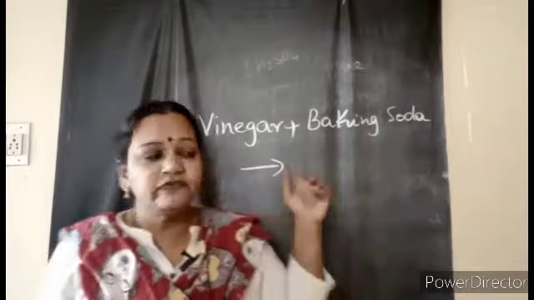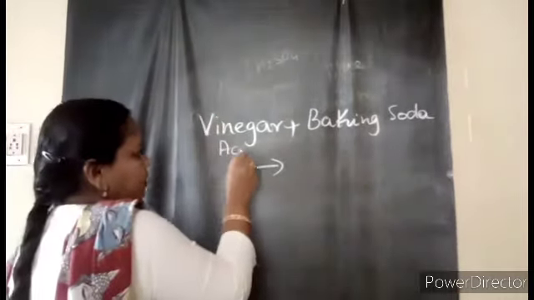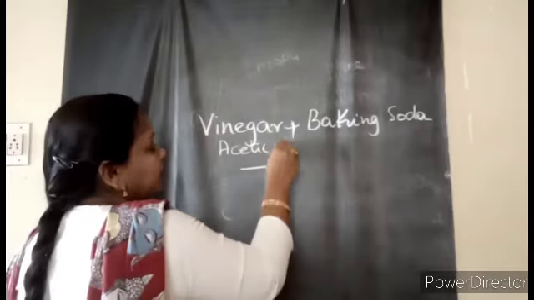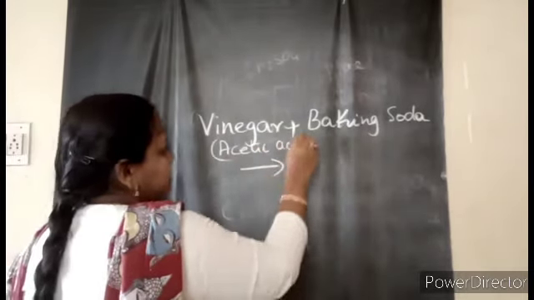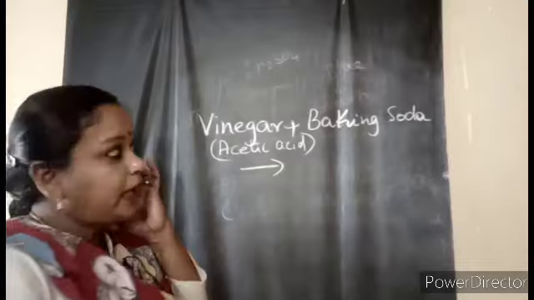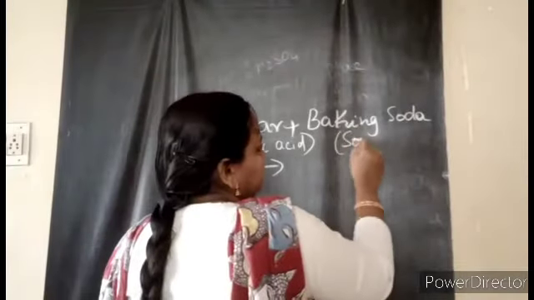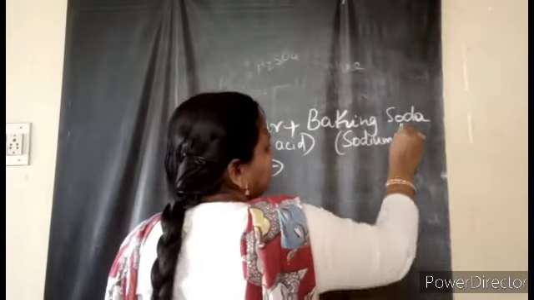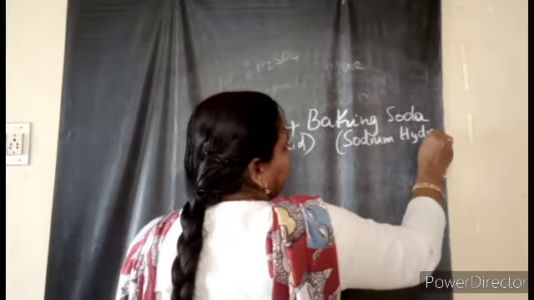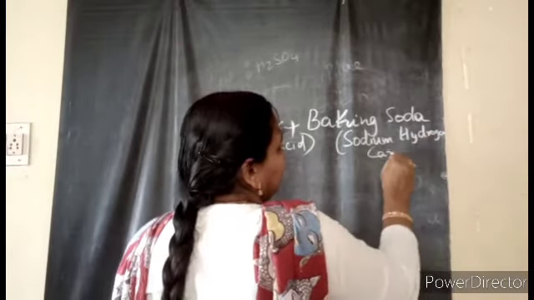Actually, vinegar is acetic acid. It is one of the acids like hydrochloric acid, sulfuric acid. It is one of the acids, that is the acetic acid. And baking soda, you all know, is sodium bicarbonate or sodium hydrogen carbonate.